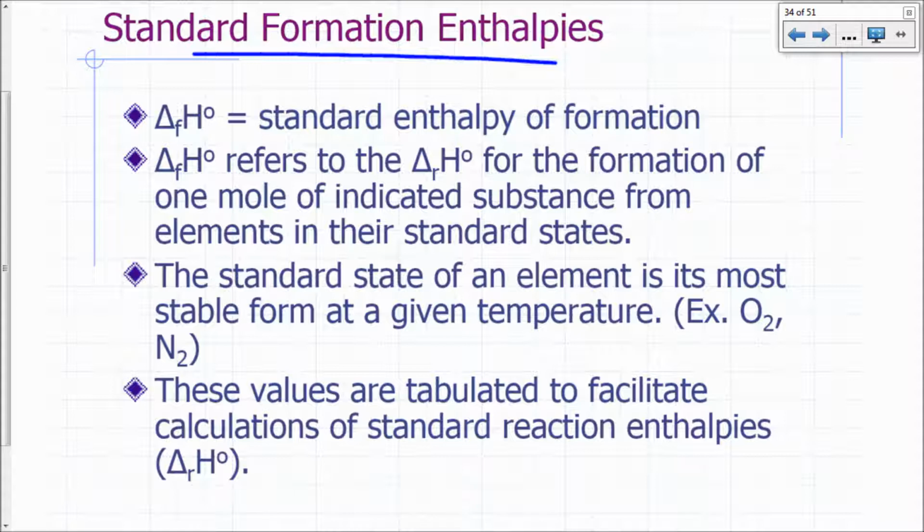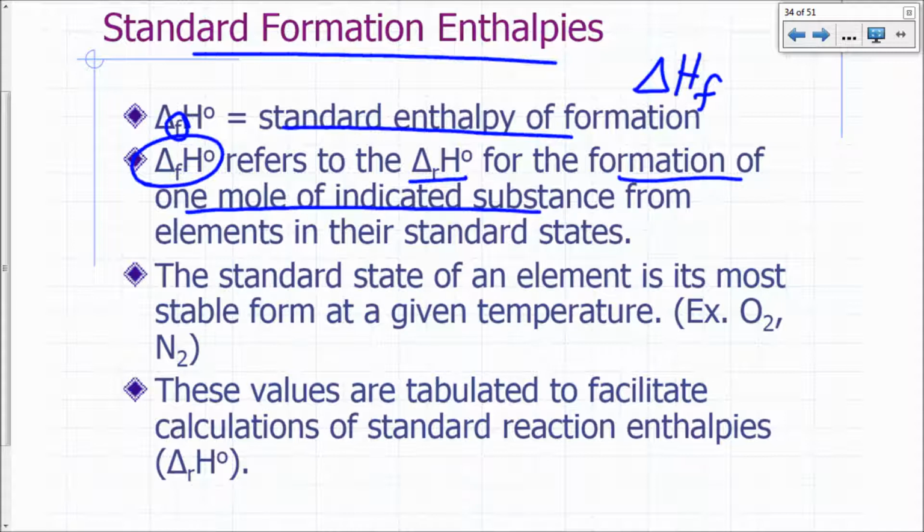Standard formation enthalpy refers to the delta H if you imagine that you're going to make 1 mole of something from the elements in their standard state. The delta H for that reaction is called the standard enthalpy of formation. You see that F right there, that stands for formation, or you can also see that written as delta H F. So the delta H of formation refers to the delta H of reaction in the case where you're making a mole of whatever substance you're interested in from the elements in their standard state.